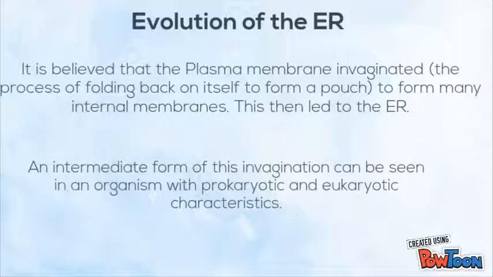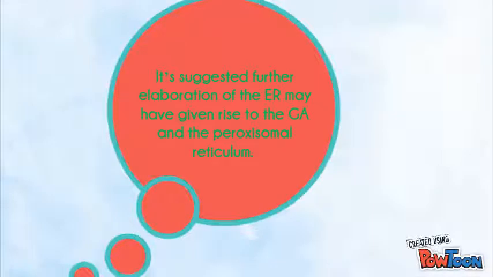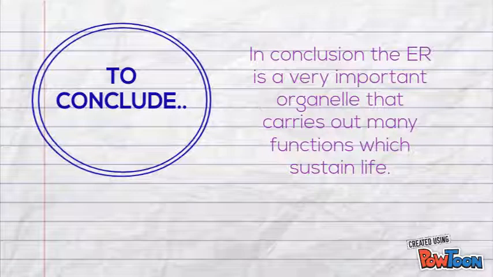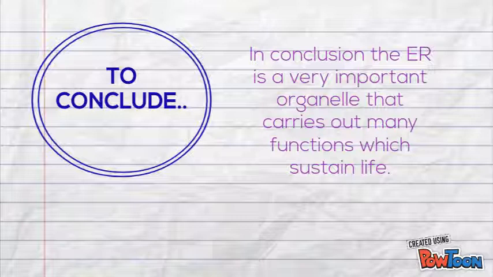It is believed that the plasma membrane invaginated, the process of folding back on itself to form a pouch, to form many internal membranes. This then led to the ER. An intermediate form of this invagination can be seen in an organism with prokaryotic and eukaryotic characteristics. It is suggested further elaboration of the ER may have given rise to the Golgi apparatus and the peroxisomal reticulum. In conclusion, the ER is a very important organelle that carries out many functions which sustain life.